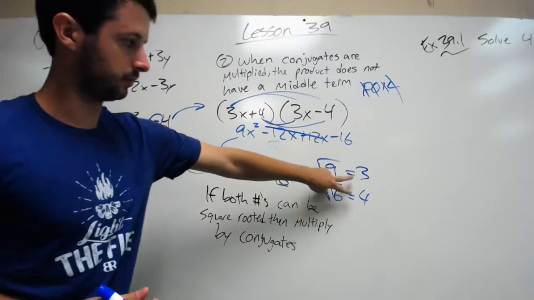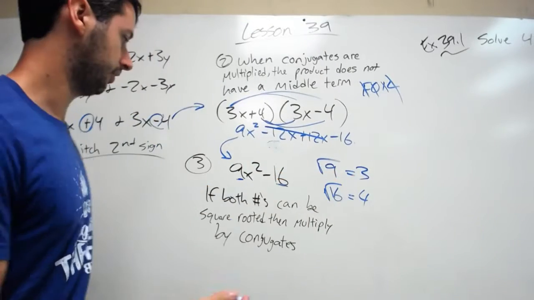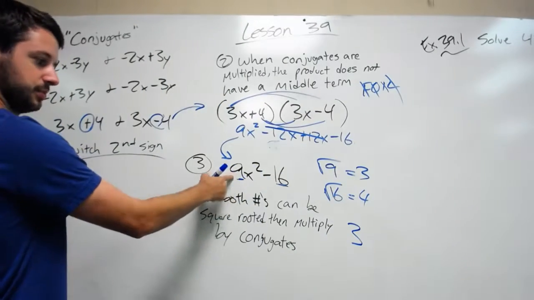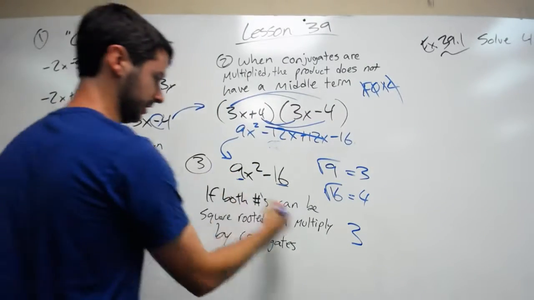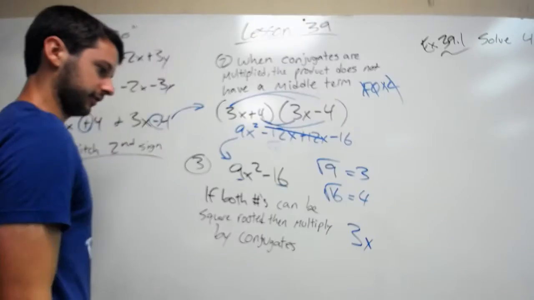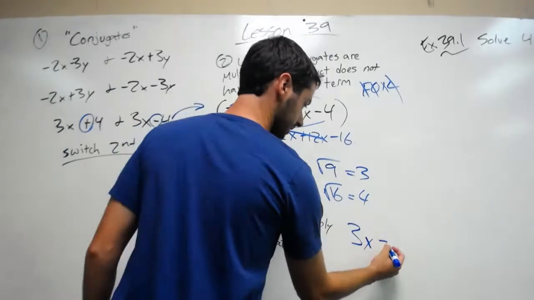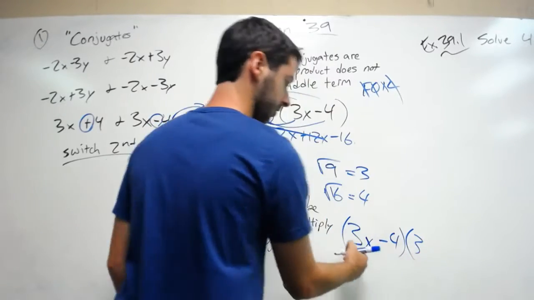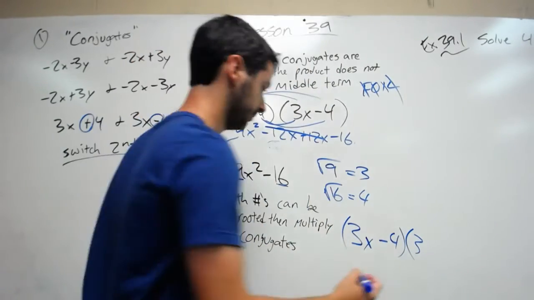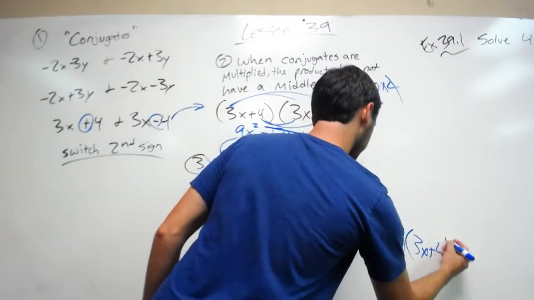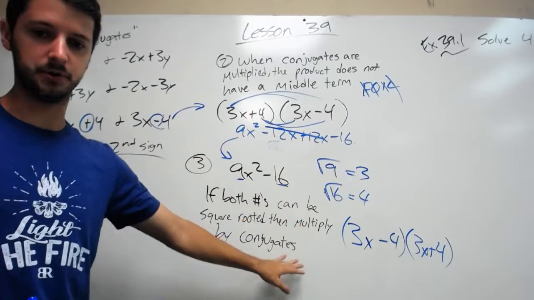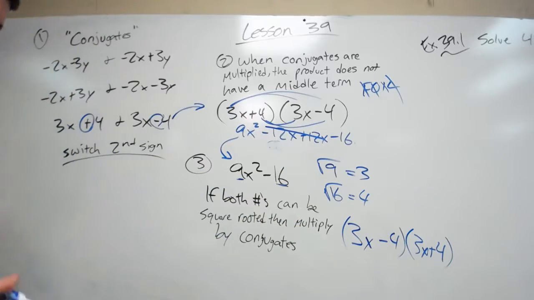Now what would be the numbers? Well, the numbers would be the ones that are square rooted. The 3 would have the x attached because it has the 9x squared. So I'd say 3x times, and it doesn't matter which one you put first. It could be negative 4 or positive 4, but 3x minus 4, its conjugate would be 3x plus 4. So notice we just kind of worked backwards there. But that's how you multiply conjugates.